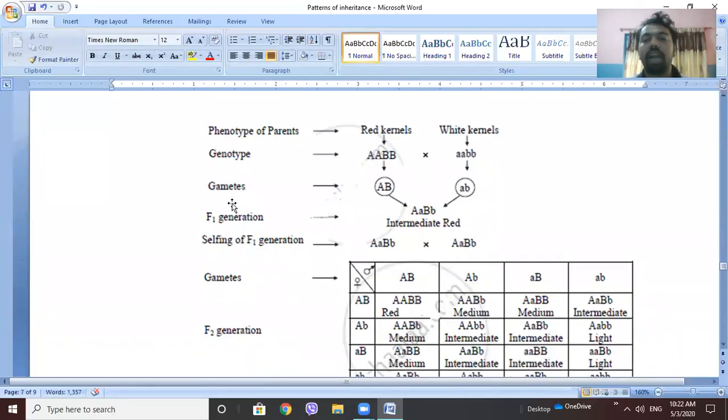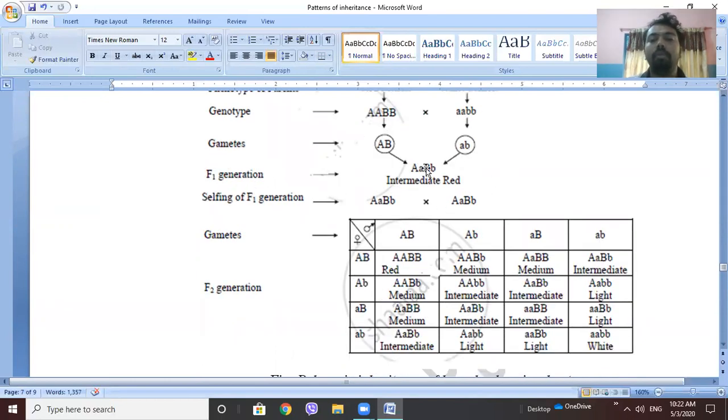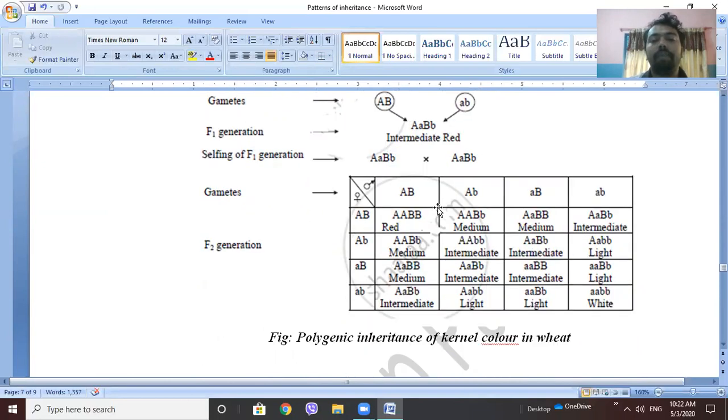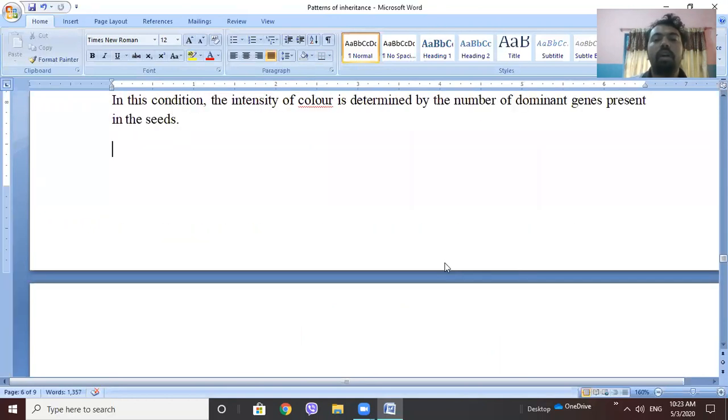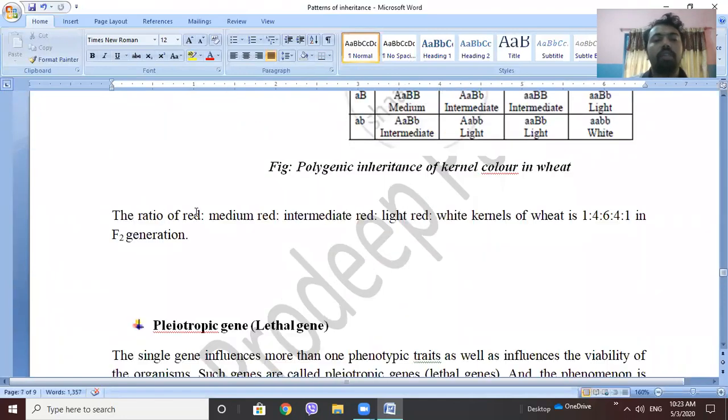So now let's look at this diagram. So phenotypes of parents, so red corneal, so all four dominant genes in the genotype, you can see. White corneal, all recessive alleles, so no dominant alleles in the genotype. So the gametes produced are capital A, capital B here, and small a, small b here from the white corneal variety. So in the F1 generation, we will have two dominant alleles in the genotype, and that will refer to the intermediate, right? So on selfing these, we will get them in the ratio of 1:4:6:4:1, where 1 is for red color corneal variety, 4 is for medium red, 6 is for intermediate red, 4 is for light red, and 1 is white. So this is the ratio.